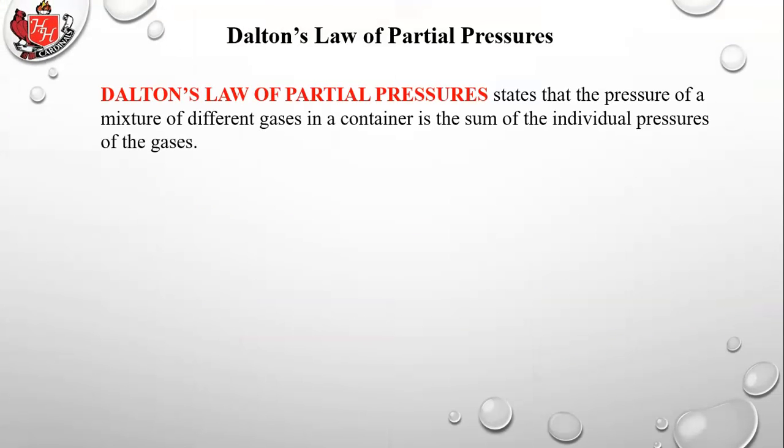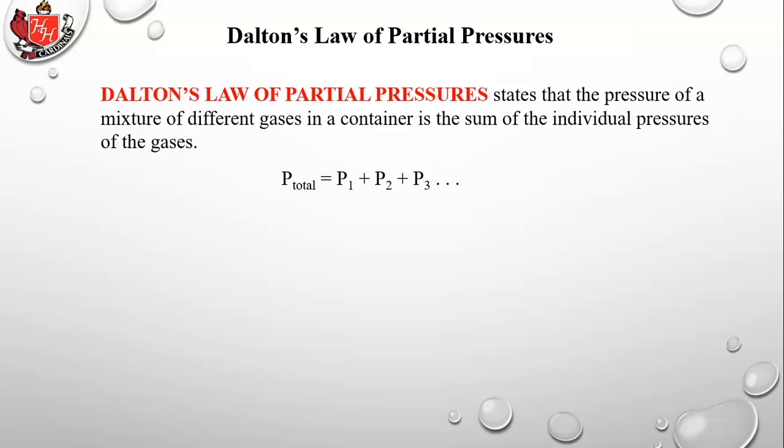Dalton's law of partial pressure states that the pressure of a mixture of different gases in a container is the sum of the individual pressures of the gases. So the total pressure in a container is the sum of the pressure of gas number 1 plus the pressure of gas number 2 plus the pressure of gas number 3. So let's say gas number 1 was oxygen and it had a pressure of 1 atmosphere, and gas number 2 was nitrogen and it had a pressure of 2 atmospheres.